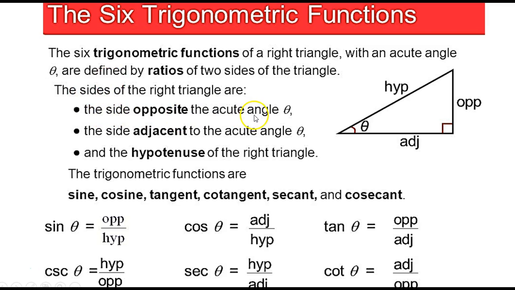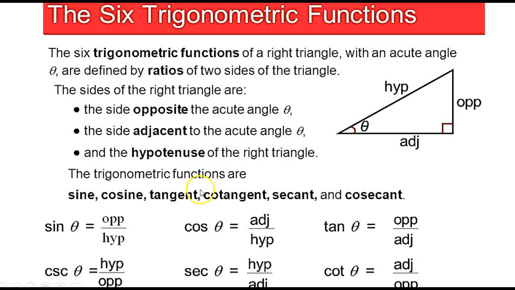The side opposite the acute angle is directly opposite it; draw a line to face it. The side adjacent to it is the side that connects to the vertex of the angle. And then the hypotenuse is always facing the right angle. So it depends on where the angle is.